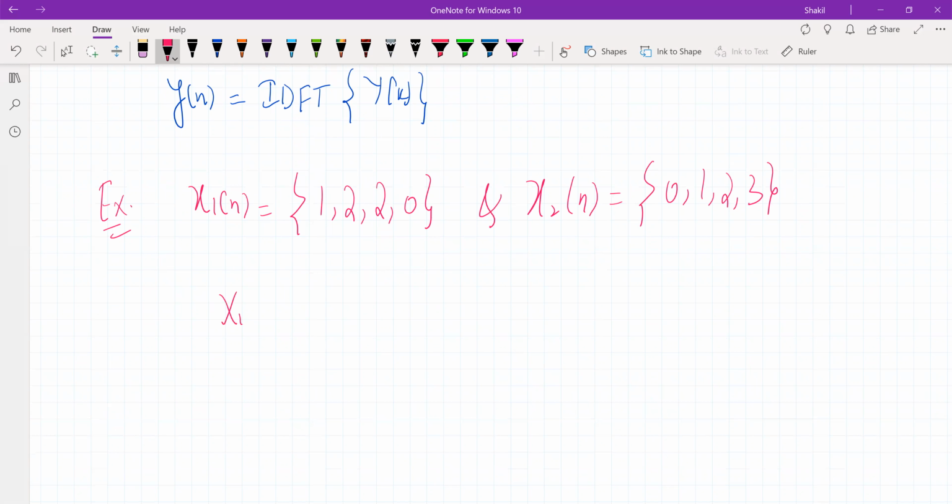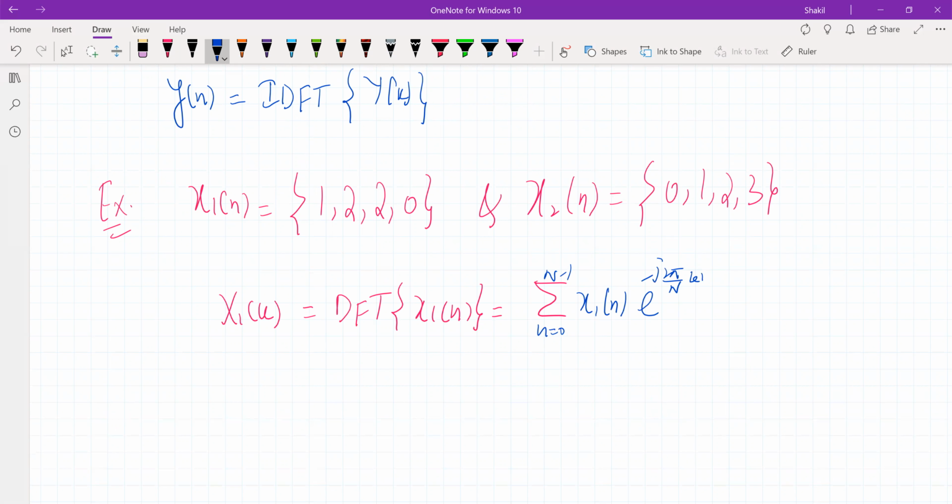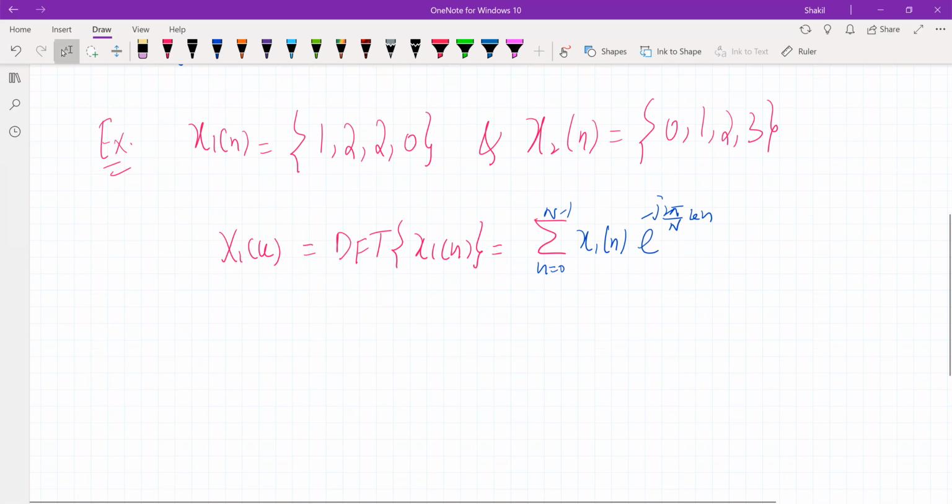So X1 of k is the DFT of x1 of n, and by definition the DFT of a sequence is given by this: the sum as n runs from 0 to N minus 1 of x1 of n e to the power of minus j 2 pi by N nk. There are several ways to evaluate this, and the one that we'll follow today is the matrix formulation method that we have already derived in the previous session. So we have to evaluate the 4-point DFT.